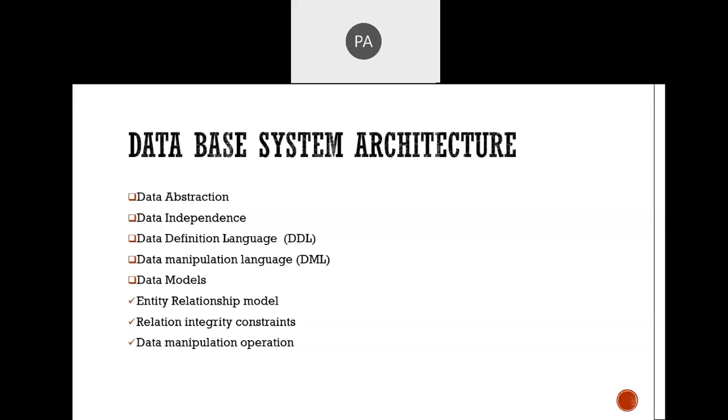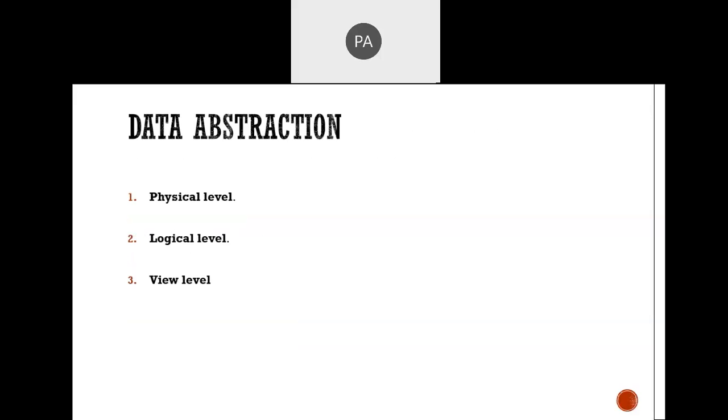So first of all, we'll discuss data abstraction. So this is the data abstraction. In that there are three levels: physical level, logical level, and view level. Okay, so these levels are very important. Physical level is a low level, logical level is an intermediate level, and view level is a high level.